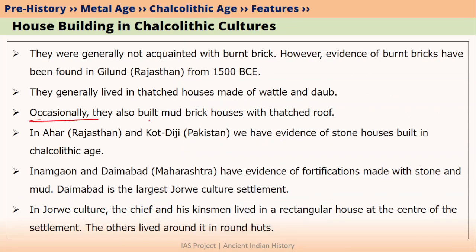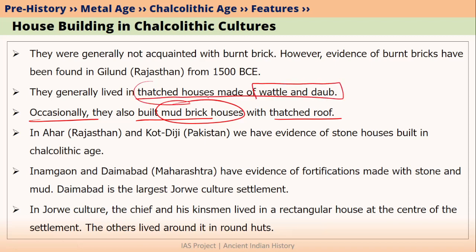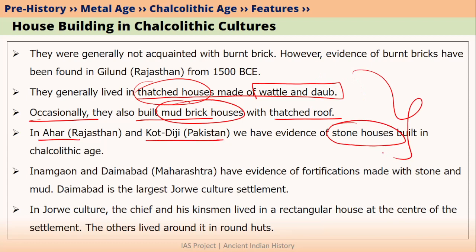Occasionally, these people also built mud brick houses with a thatched roof. So mud brick houses were very rare. However, these type of houses were also built by Chalcolithic age people. But most of the times, these people were building wattle and daub houses that have thatched roofs. In some examples like Ahar in Rajasthan and Kot Diji in Pakistan, we have also found evidences of stone houses. So we can say that these three type of houses were built by Chalcolithic age people.